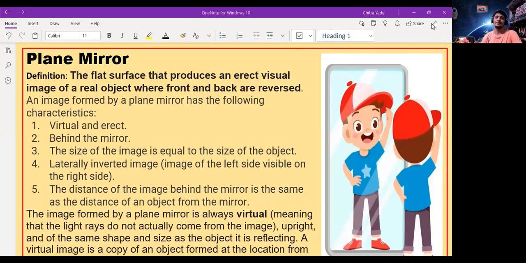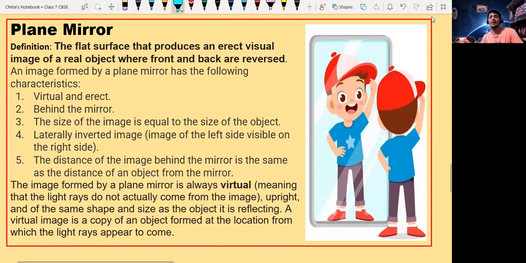Now let's discuss what a mirror is and how images are formed, and the nature of the image formed by the plane mirror. Let me share the screen, then we will discuss in detail. Here we have the plane mirror. As you can see, a cartoon boy is observing himself in a mirror. We will discuss the object and image later on. First, let's discuss what a mirror is.